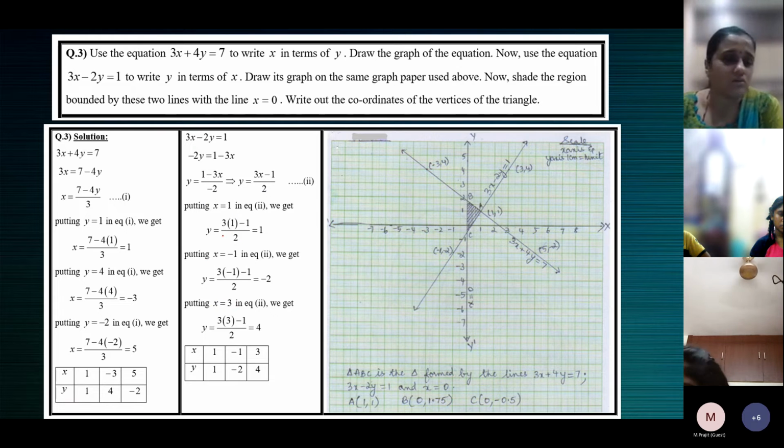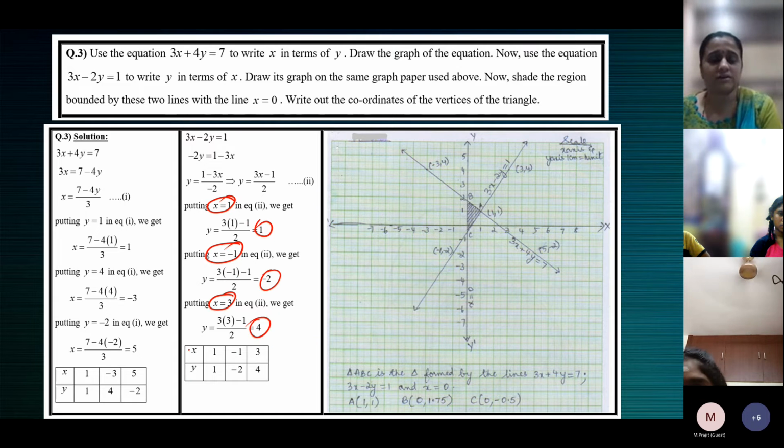Like that. So you have to give the values for x, substitute in the formula, and find the corresponding values of y, and write the x and y values in this xy table.